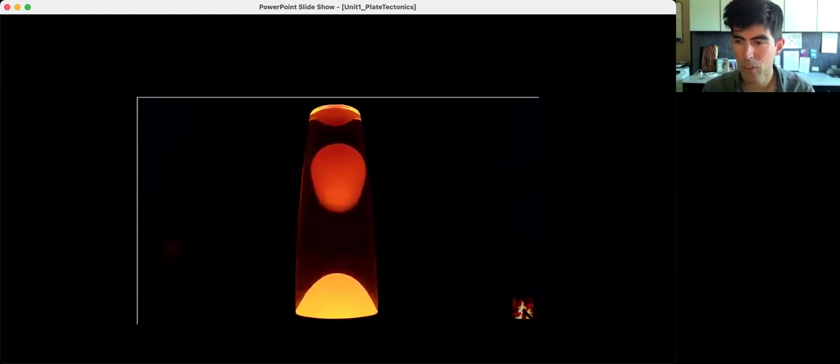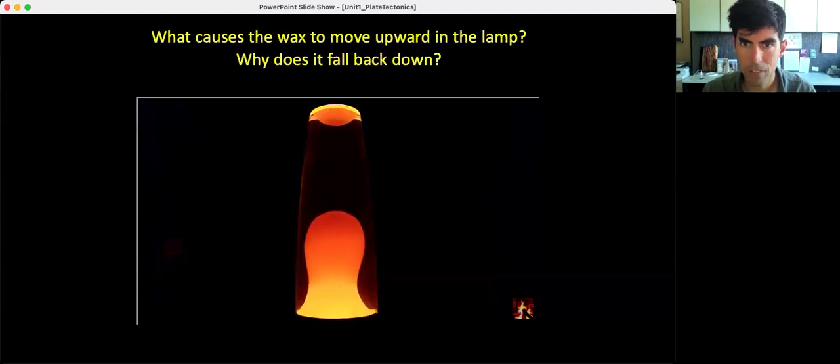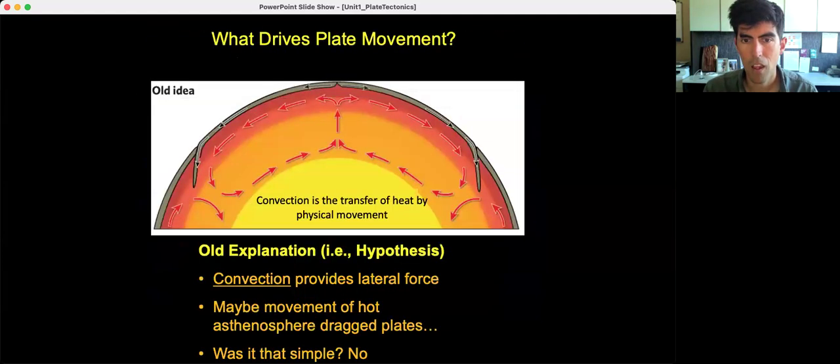But what does this have to do with our Earth? Well, convection was the primary idea for how our plates moved. This was the initial hypothesis. This was the old explanation. It is no longer considered complete, but let me tell you a bit about how it worked.